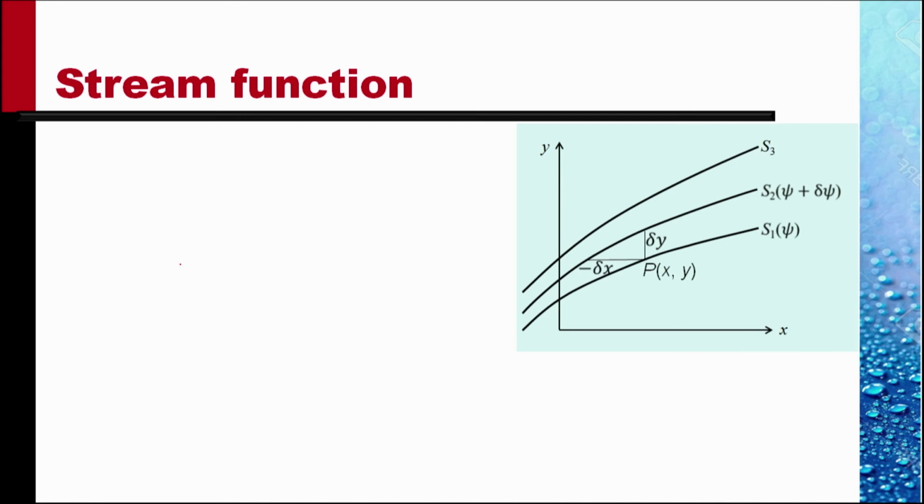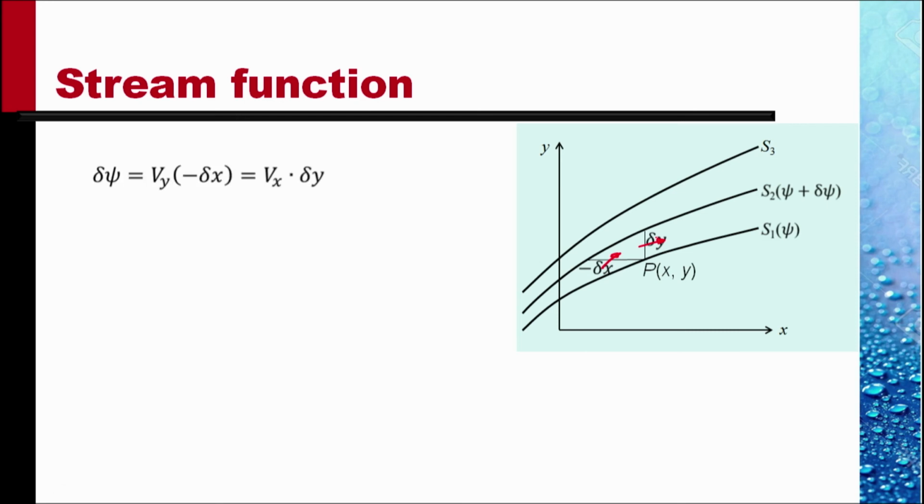The volume flow rate across this must be the same as the volume flow rate across this. And this volume flow rate must be d psi, because the value of the stream function associated with S2 is psi plus d psi. So d psi is the volume that flows between the two.